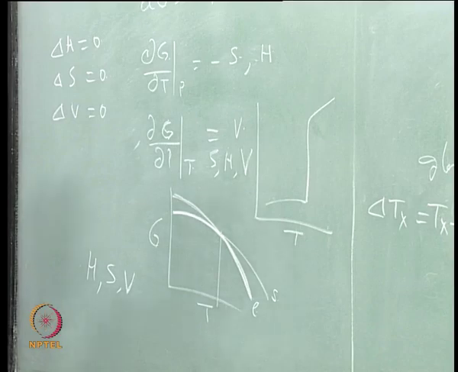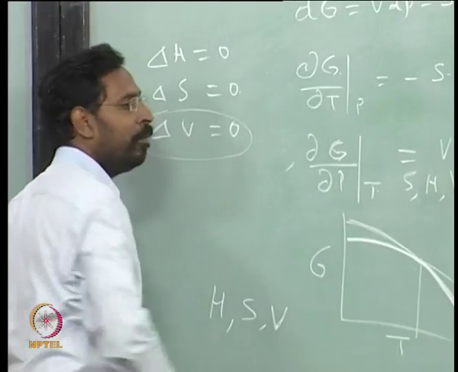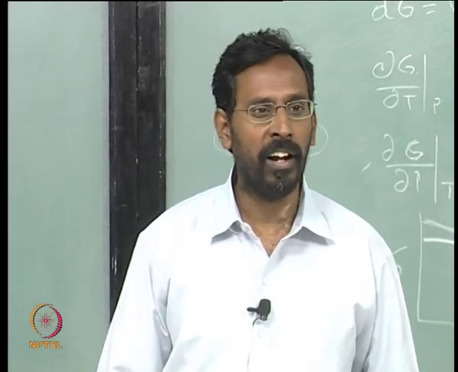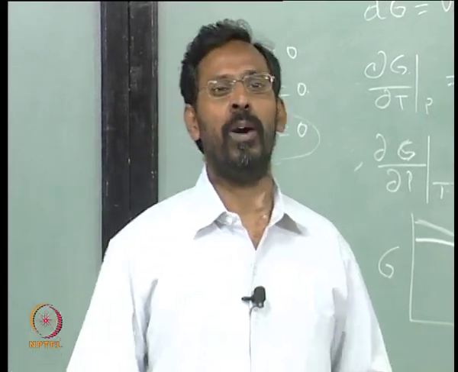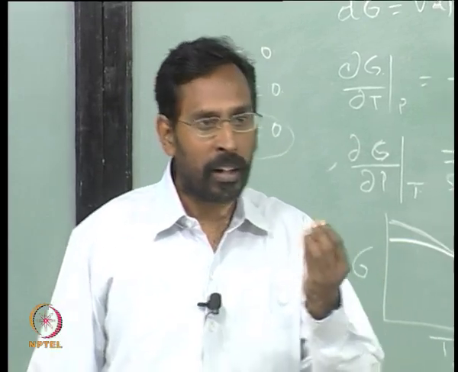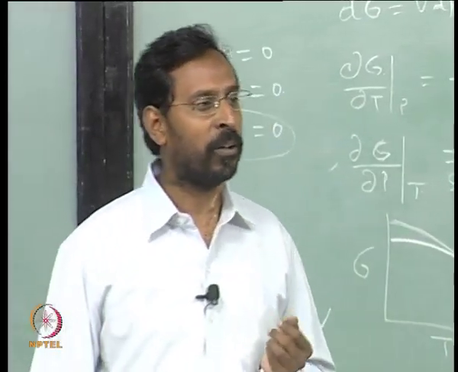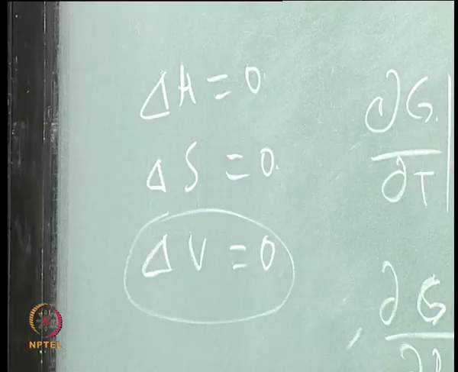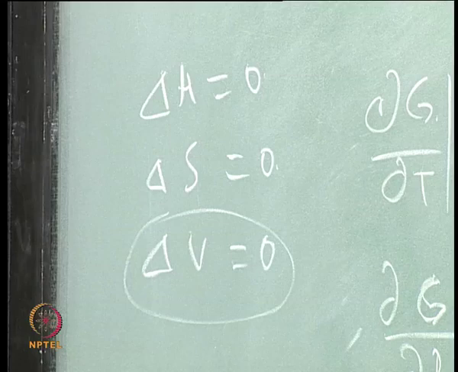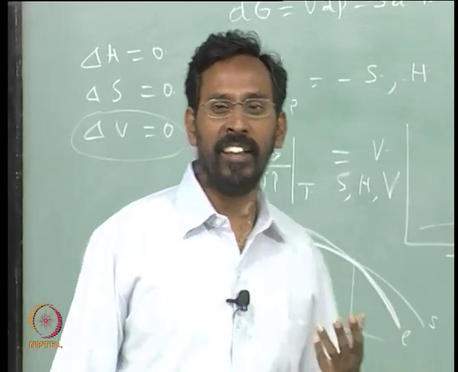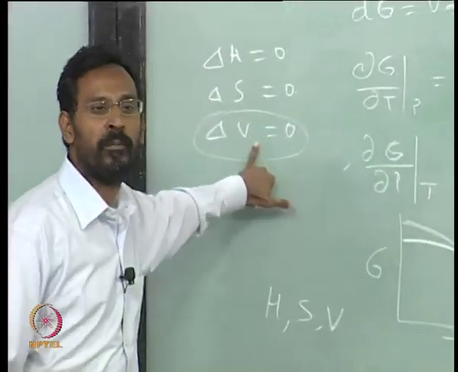In fact, this last one is a very important property which people are using in bulk metallic glasses to make any shapes that you want. People are making what are called micro gears, the world's smallest gear. If you go to Google and see, it is of the order of 100 microns in size, and has been made by bulk metallic glass. The basic reason is that the delta V is 0.